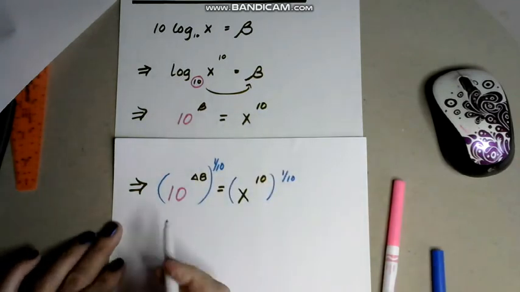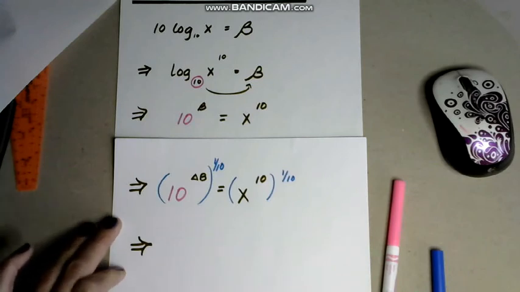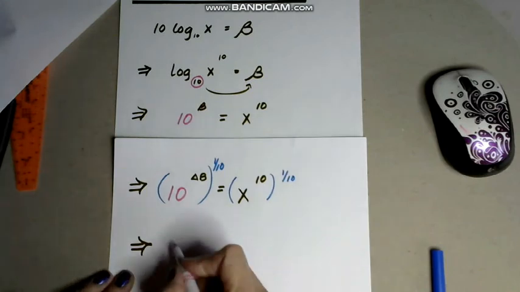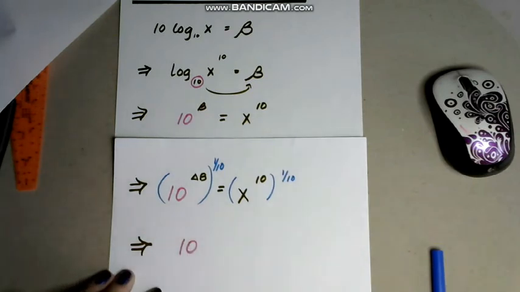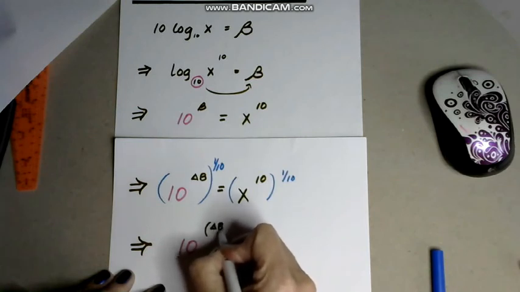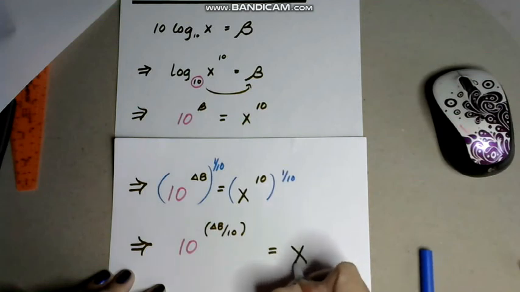In the end, your final equation is simply the answer you're looking for, which is x, is going to equal 10 to the delta b over 10 power, and that's your answer.